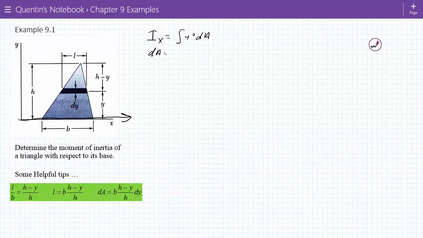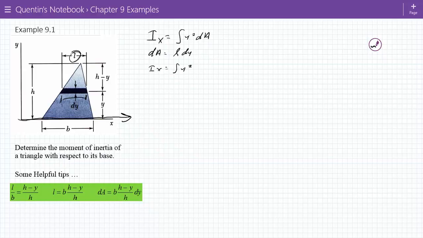The base, in this case, we'll call L, the length from here to here, which is already on there. And the height is, in this case, dy. So if we want to know Ix, Ix is the integral of y squared times L dy.